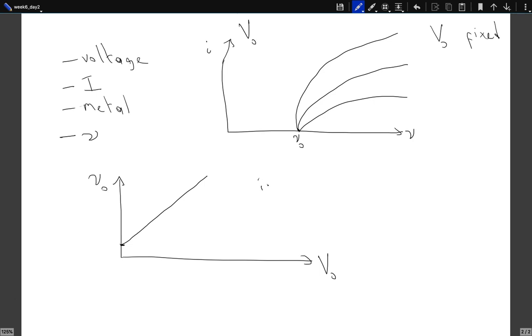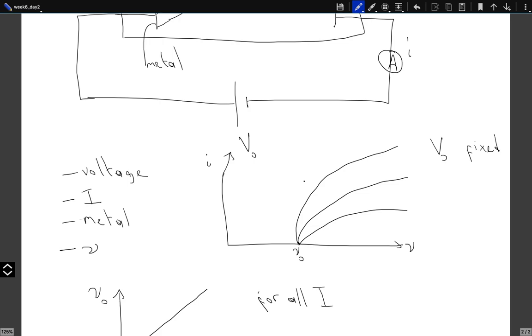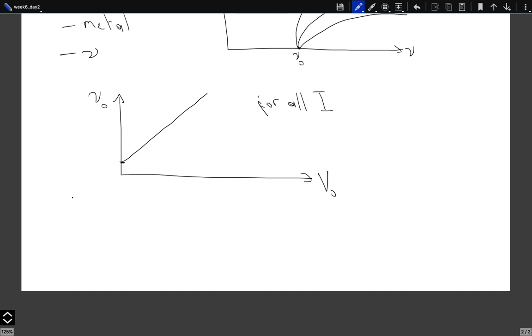And this is independent of, or let's say for all intensities. No matter what you do with the intensity of light, this doesn't change. That's something we saw over here. So for various intensities, the current is larger for larger intensities, but the frequency at which we start to see the current is the same.